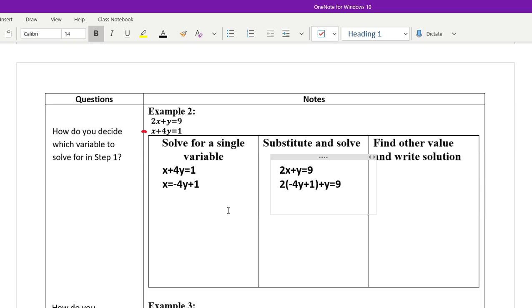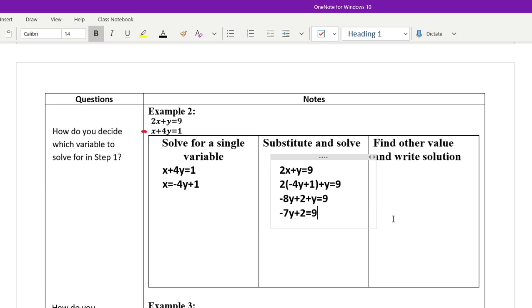Now that I plug this equivalent expression in, I can distribute to start the simplification process. 2 times negative 4y is negative 8y. 2 times 1 is a positive 2. And then the rest of my equation was the plus y equals 9. I can still simplify. I have my variable on the same side. This means I can combine like terms. I get negative 7y plus 2 equals 9.